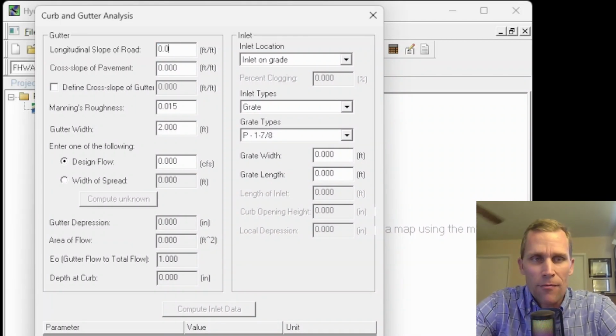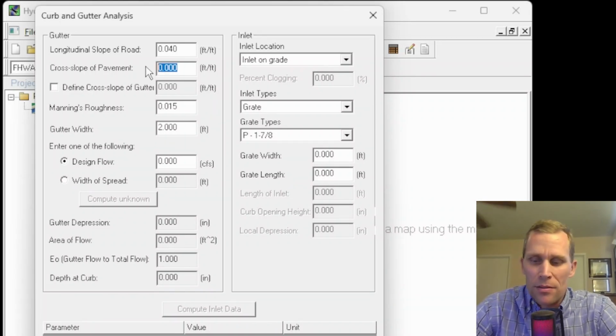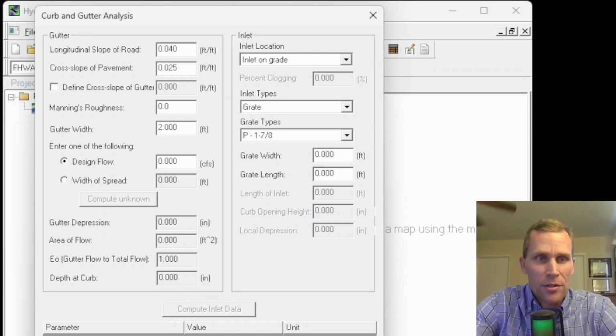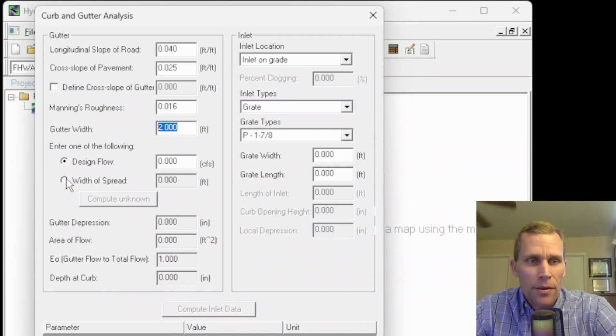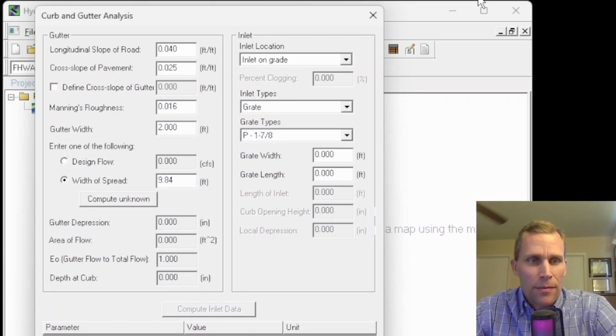We were given this as 4%, so 0.04. The cross slope pavement is 0.025, that's 2.5%. We weren't given any information about a separate cross slope just for the gutter, so we're just going to leave that blank. Manning's N roughness coefficient, we were given a 0.016, and the gutter width was 2 feet. Okay, so that's good. Now, we weren't provided the flow rate, but we did have the top width of spread, and that is set to 9.84 feet across.